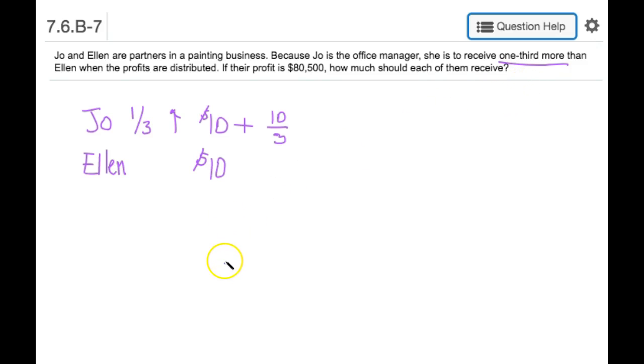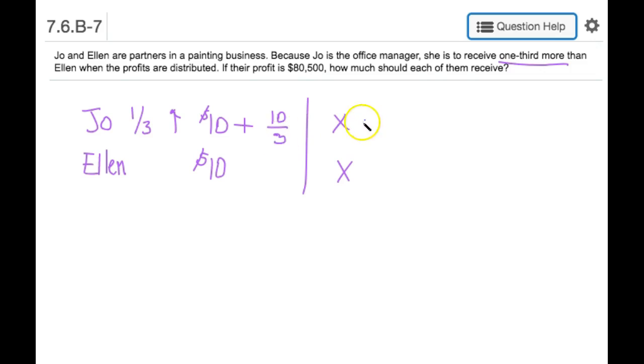If we think of this in general terms, that's what we want to do to be able to solve this. Think of that $10 as your X. Let's talk about Ellen first. Ellen, we can just say her amount is going to be X. However much Ellen gets is X. Joe's going to get that same X, that same $10.